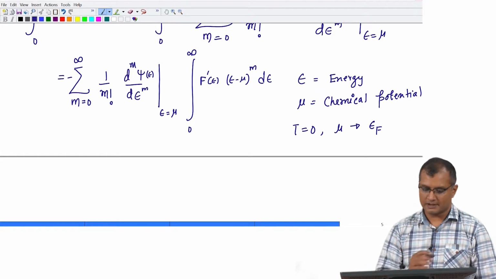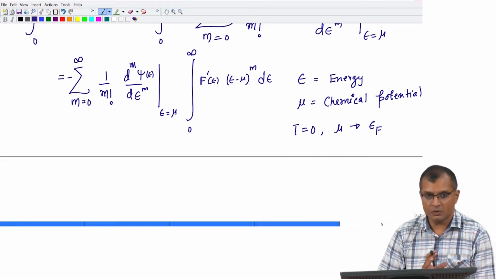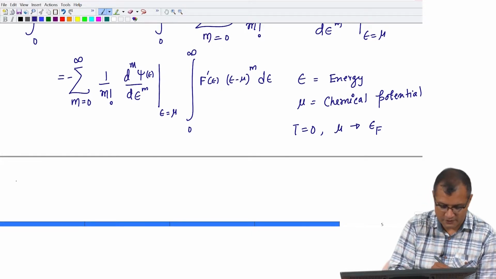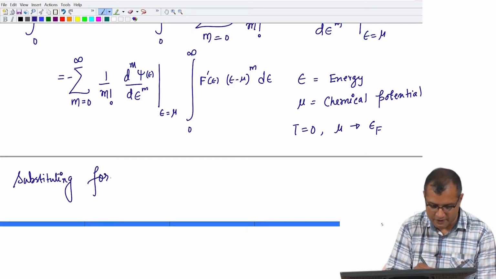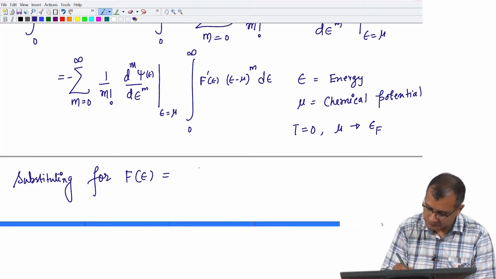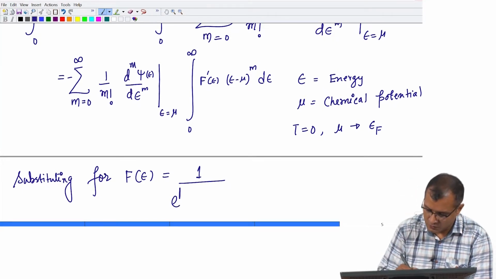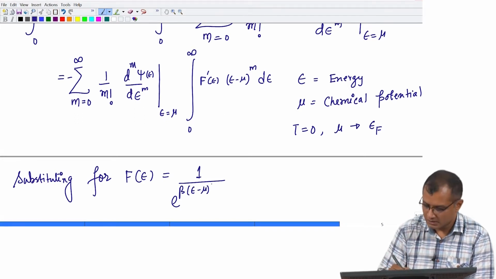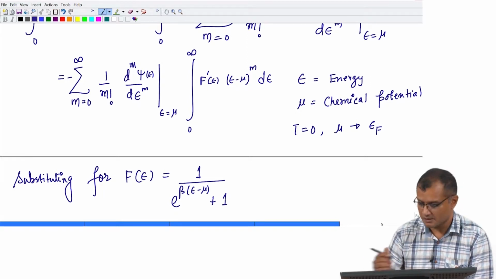So, now let us try to solve this by some substitution. Well, I can easily make two substitutions here. The first is I can substitute for the Fermi function. So, substituting for the Fermi function, which is basically the Fermi-Dirac statistics, 1 over e raised to beta times the energy minus the chemical potential, plus 1, okay, our FD statistics.